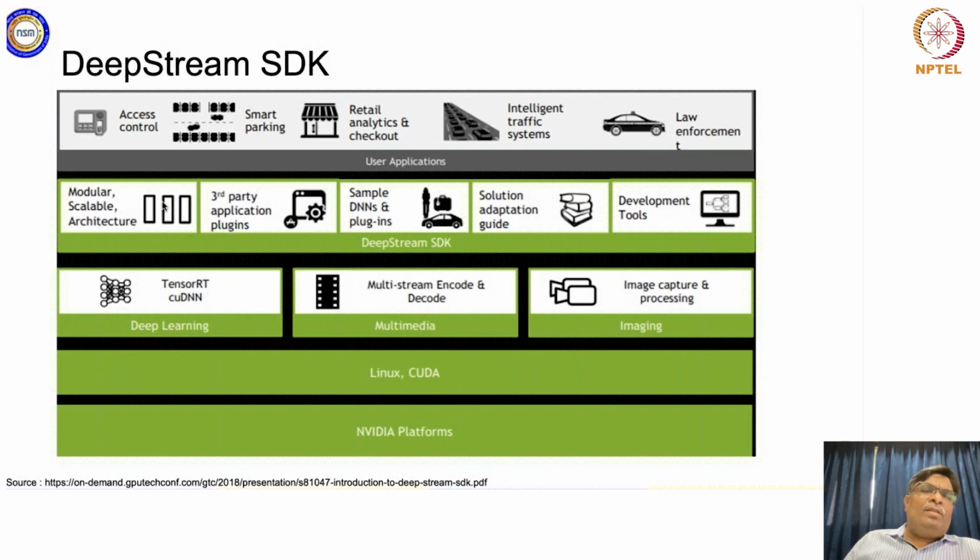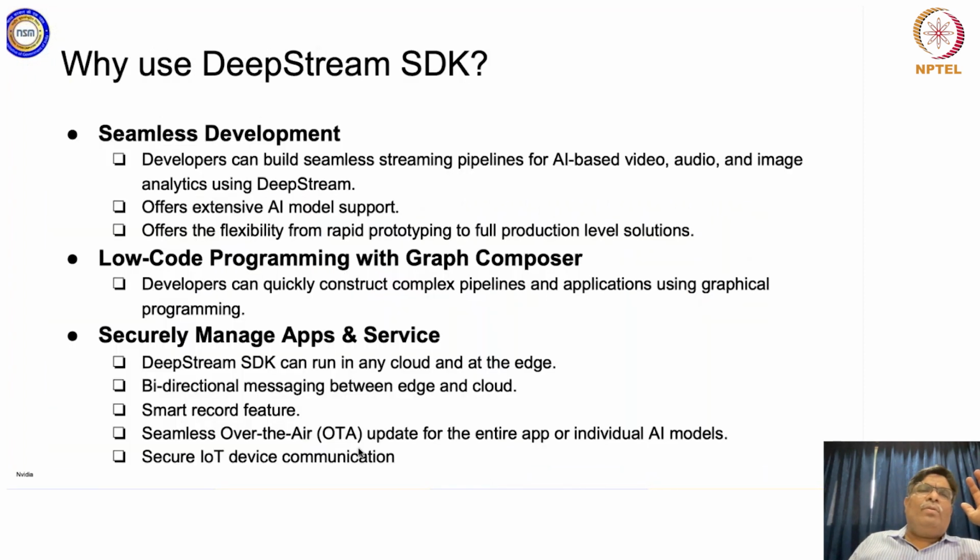So we are talking of a modular, scalable architecture. We are talking of application integration. You can work with various DNNs. You can work with various developmental tools, right? And then you can work with multimedia, imaging, as well as deep learning. So you can work with TensorRT, cuDNN. You have facilities to work on Linux, CUDA, and then each of these can run on any of these NVIDIA platforms, right? So this is how it's going to happen.